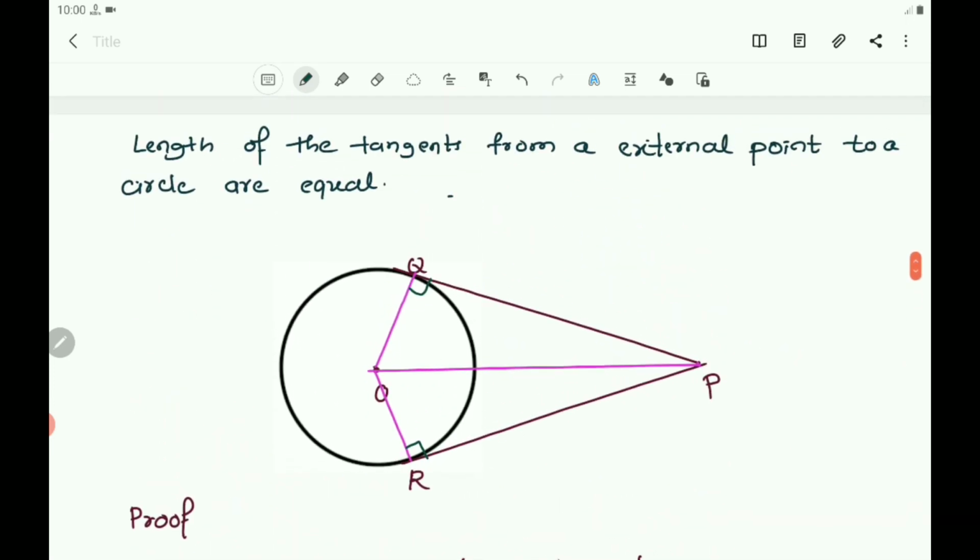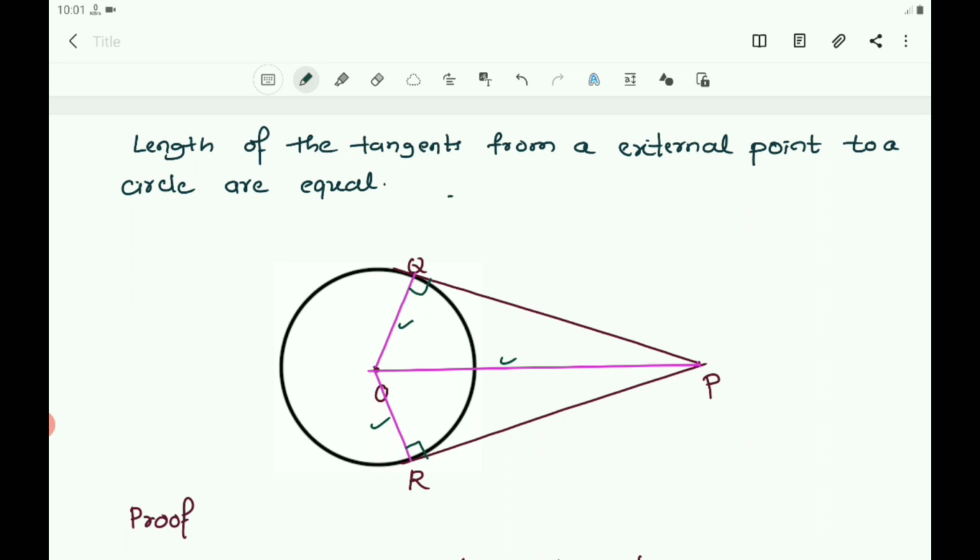OQP and ORP. You know that angle Q is equal to angle R, and they are 90 degrees, and OQ is equal to OR. Why is OQ equal to OR? You know that they are the radii. The radii of the same circle are always equal. And next, you can write OP. Here OP is a common side of the triangles OQP and ORP. So you can write OP equals OP.